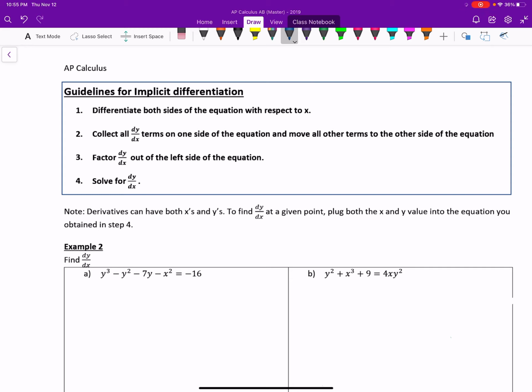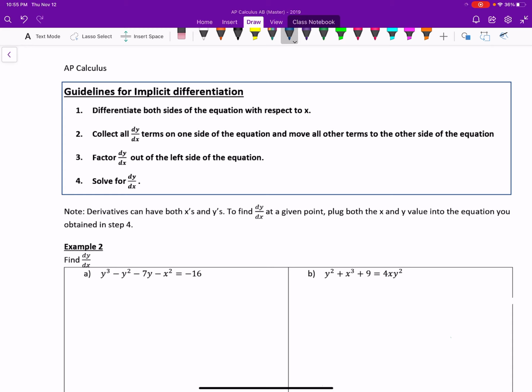First of all, you differentiate both sides of the equation with respect to x, and you have to write that step. On a free response on the AP exam, you cannot just jump in and start doing the derivative without explicitly showing that you're taking the derivative with respect to x, or when we do related rates, it will be with respect to t instead. So it really matters what you write there.